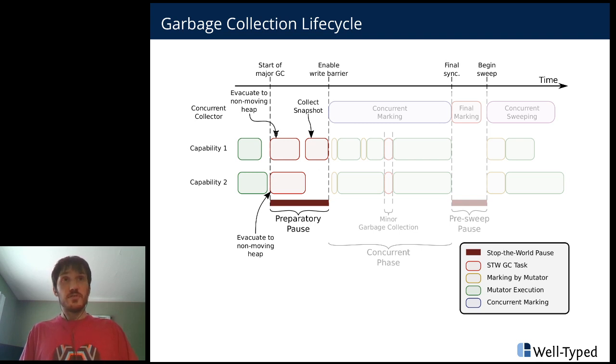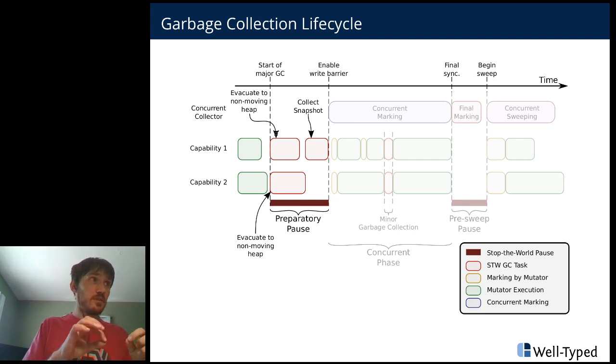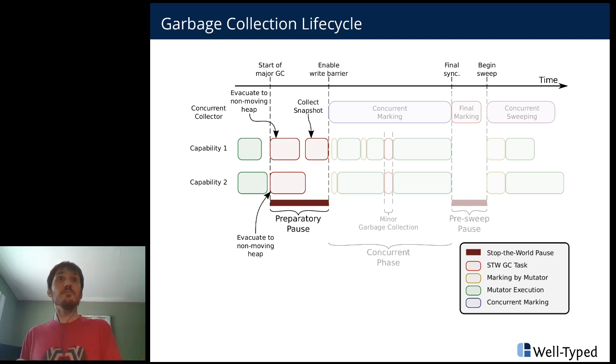We do this fairly aggressively, since in order to reclaim any given object, it must live in the non-moving generation, during a major collection at least. So after we've finished evacuating, we will collect a snapshot of the heap structure. We can do this very efficiently due to the nature of the heap structure. And this allows us to reconstruct the object liveness graph even in the presence of concurrent mutation by the mutators.